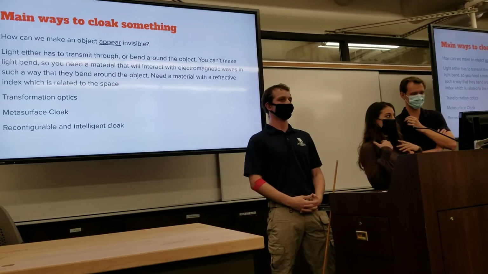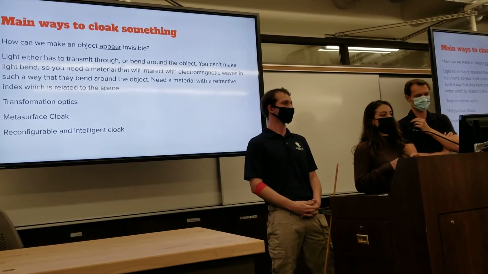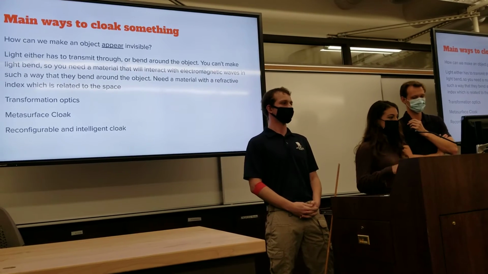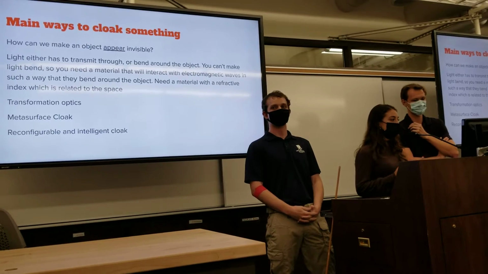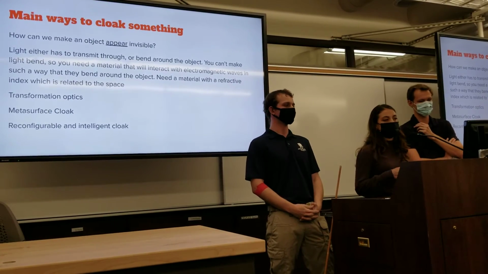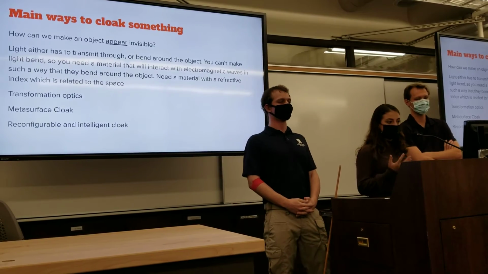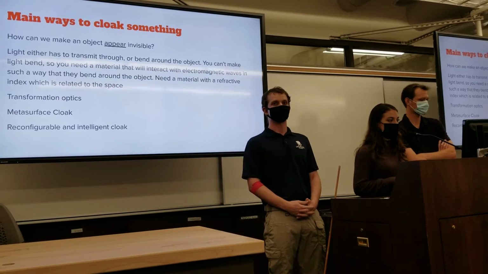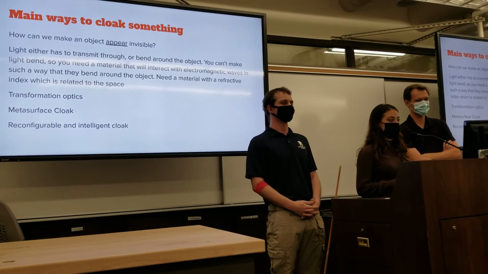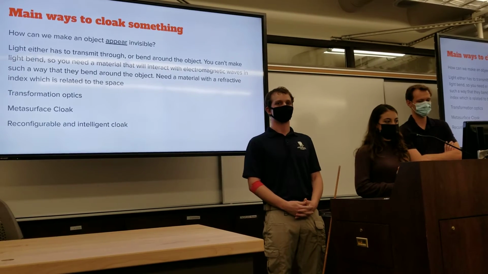Okay, so now how do we cloak something? Again, I want to reiterate, how can we make an object appear invisible, not disappear? Light either has to transmit through or bend around the object. You can't make light bend, so you need a material that will interact with electromagnetic waves in such a way that they bend around the object. And you need a material with a refractive index, which is related to the space that it's in. So three ways we could do this are by transformation optics, metasurface cloak, and reconfigurable and intelligent cloaking.